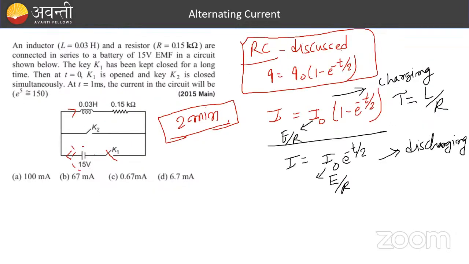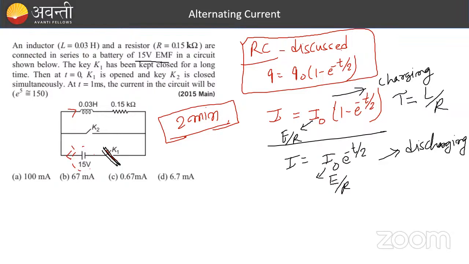तो तुम्हारे क्वेश्चन में क्या दिया हुआ है? An inductor and a resistor connected in series to a battery as shown below. The K1 key has been kept closed for a long time. So K1 को तुमने close किया है long time के लिए. If you are closing it for long time, what will happen? Maximum current it will attain. Done. So that is that.